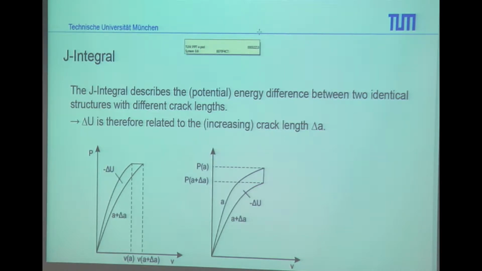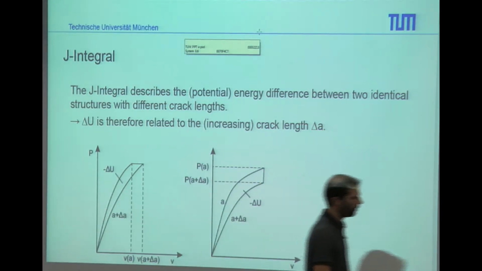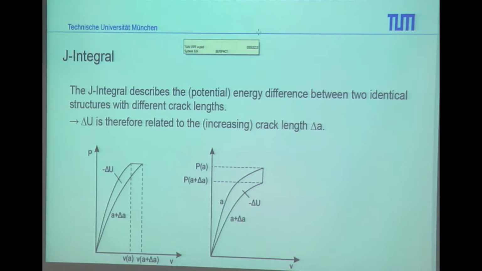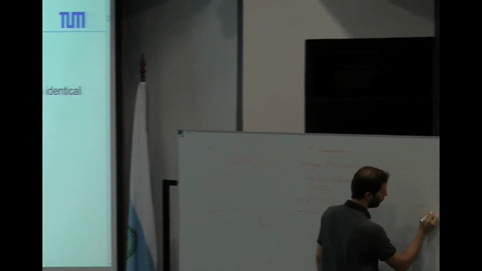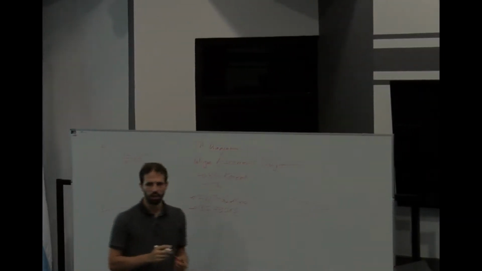At the end, it gives you some information about the potential energy, which is described by two identical structures with different cracks. So, for example, you also have the information on the crack size and on the basic assumption. So what is the J integral at the end doing?